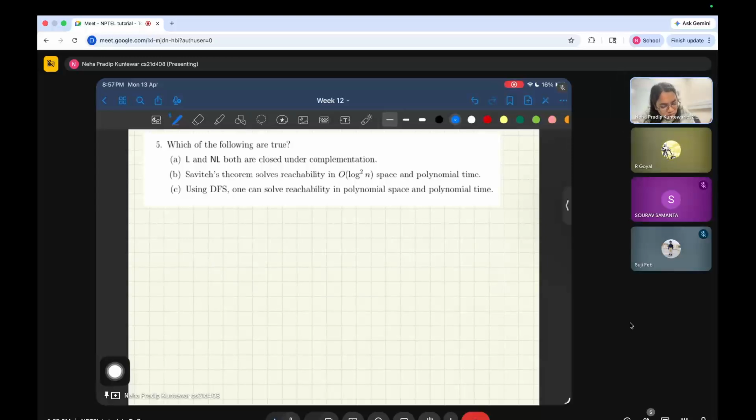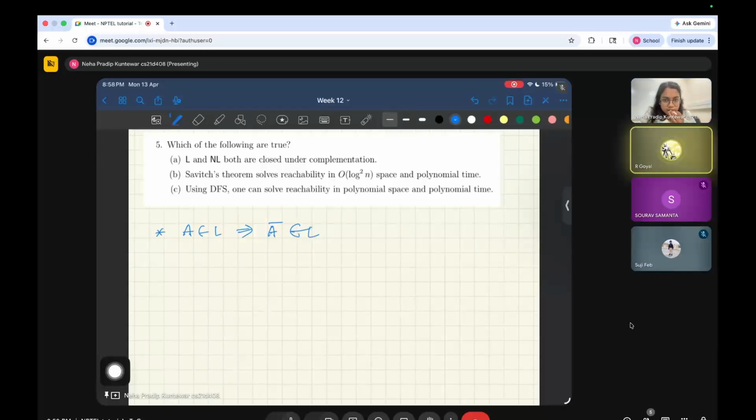Maybe let's do L first, since L is easier. I think all the statements are true. The first statement is true because L is closed under complement, and NL is also closed under complement due to L equal to coL and NL equal to coNL. So coL is the complement. Let me say that if A is in L, then you want to show that A complement is in L. That's it. So how would you show this? That's the first question.